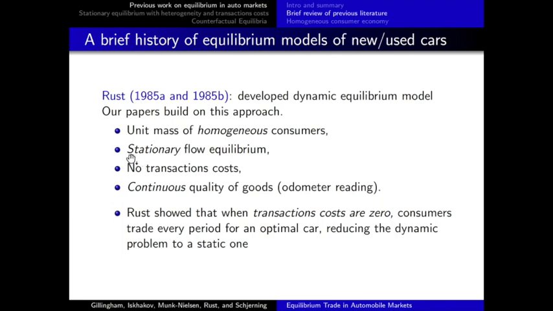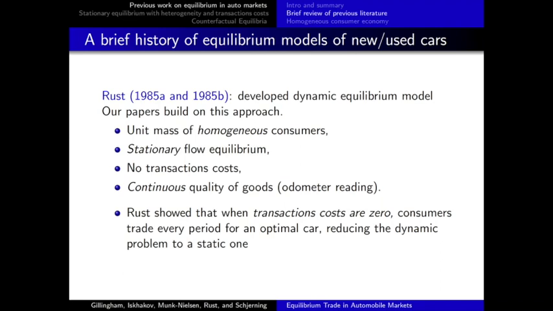And then he studied the stationary flow equilibrium, where the number of cars coming out and the number of cars coming in are the same. So scrap needs to equal new car purchases. And then in the model, there were no transaction costs, and there was a continuous quality of goods, as opposed to what we're going to do. He worked with the odometer readings. So that's like the mileage of the cars.